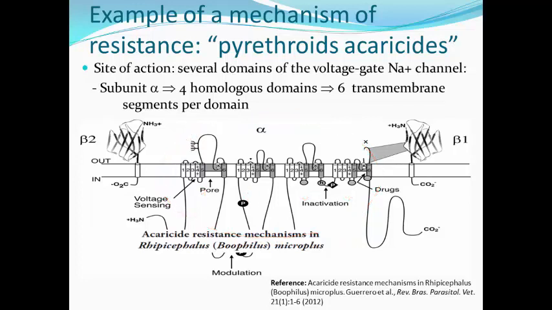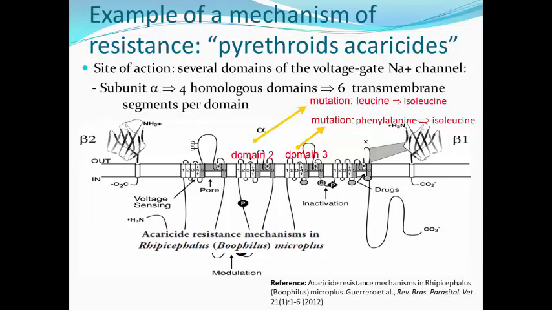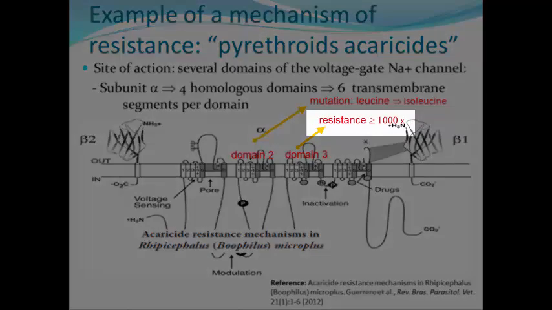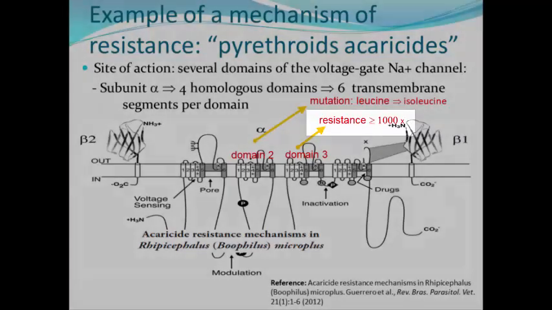The reason why I mention all this is because there have been 2 single mutations discovered in ticks resistant to pyrethroids. One is in domain 3 and the other one is in domain 2. Both of them make the channel insensitive to pyrethroids. And not only that, but when the mutation is in domain 3, the degree of resistance is huge, requiring more than 1,000 times the regular concentration of permethrin to kill that tick.